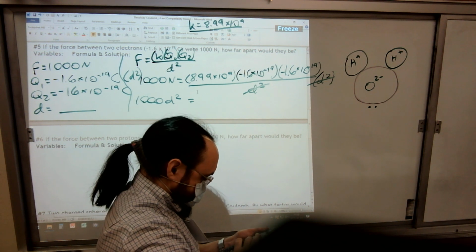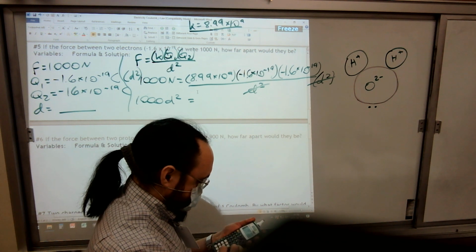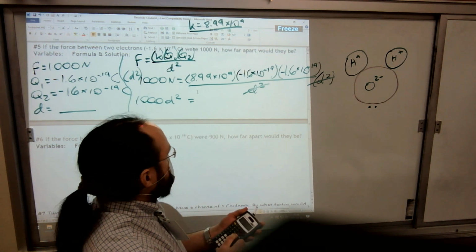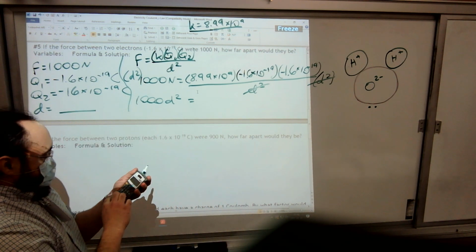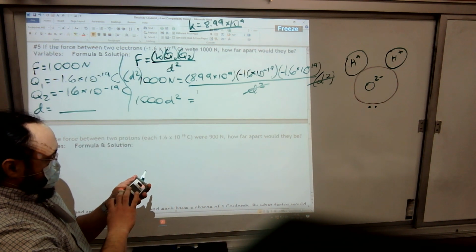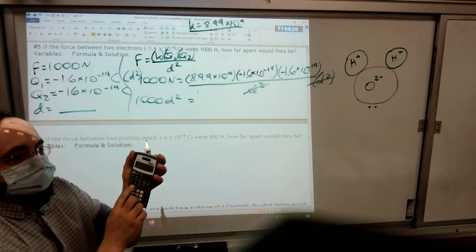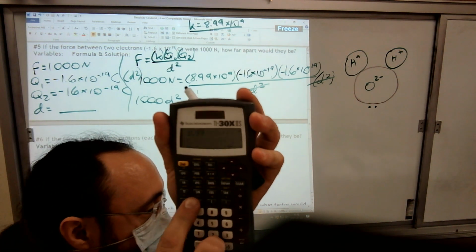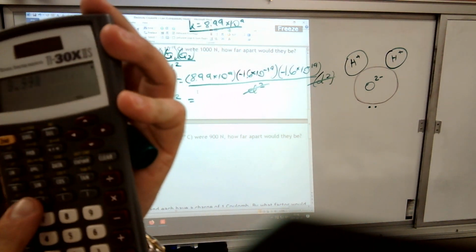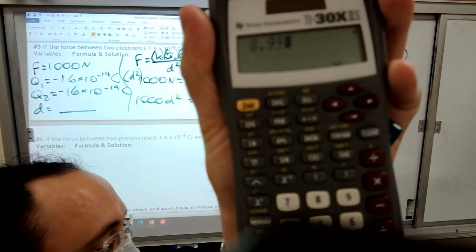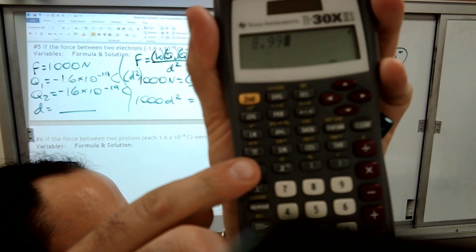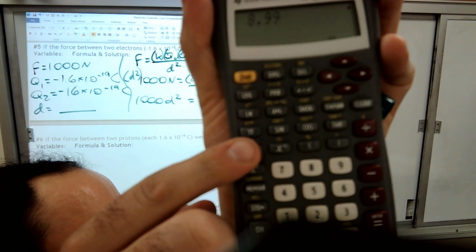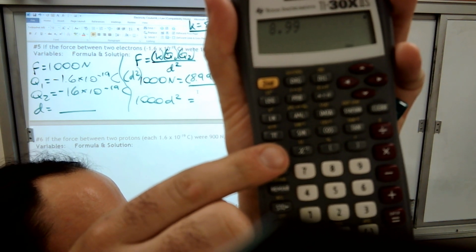I'm gonna remember what it is. Hold on. Okay, hold on. 8.99. My calculator uses an E right there. Let's see if you can see it. Can you see my calculator? See the little E? That's a button above the 7 that has an E above it. That's the little EE that I use.